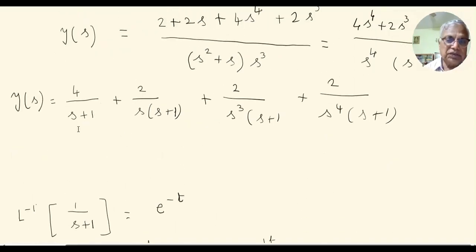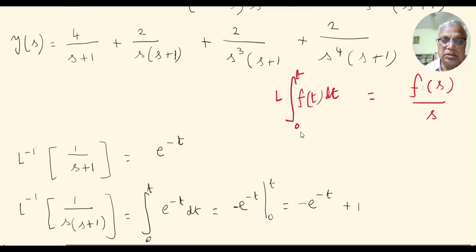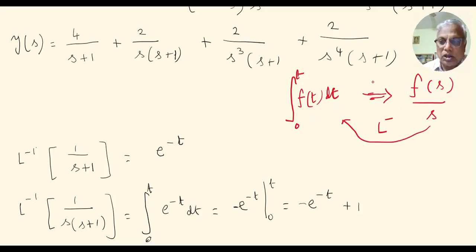Okay, so now if you take the first term, this one, 4 by (s plus 1), the inverse of 1 by (s plus 1), you know, is simple, e power minus t. So for the remaining terms, we will use this formula. You know that Laplace of integral f(t) dt equals F(s) by s, then the inverse of F(s) by s is integral of f(t) dt. So we will use this formula for the remaining things.